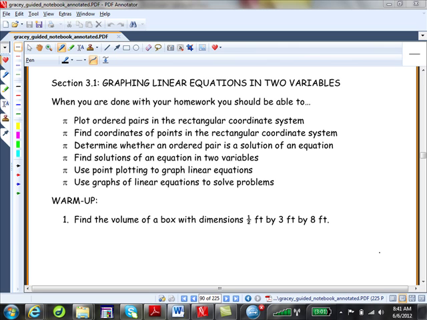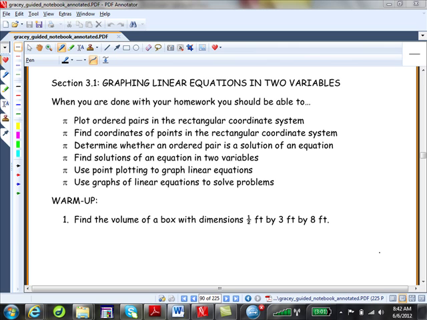We're on section 3.1. We're using the Blitzer Introductory and Intermediate Algebra book. And here's our next topic. We'll be graphing linear equations in two variables. What we were doing last time was solving linear equations in one variable, and now we come into the two-dimensional plane.